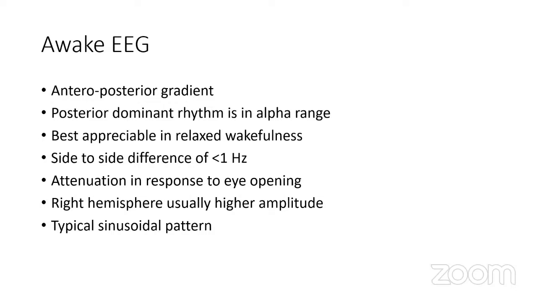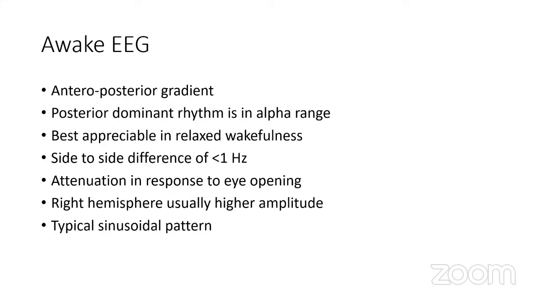In the subsequent slides, what we are going to see is that we call an EEG normal if we are able to see an anteroposterior gradient. Now, what do I mean by anteroposterior gradient? The background activity will have a gradual increment in the voltage as well as frequency as we go from front to back.